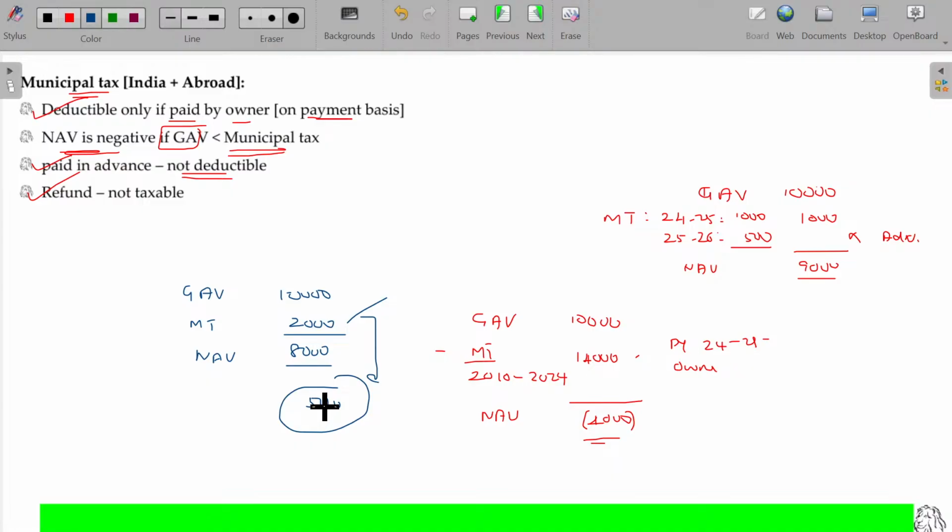What happens to this refund amount of 500? That is not taxable. Once you calculate the NAV being 8,000 rupees, you pay the tax only on the 8,000 rupees. Is that okay? Any refund will not be considered for taxation purposes here. Is that clear? This is all about municipal tax payment and deductions in that. So in India and abroad, the tax paid for the property can be deductible, whether it's in India or outside India, it doesn't matter.